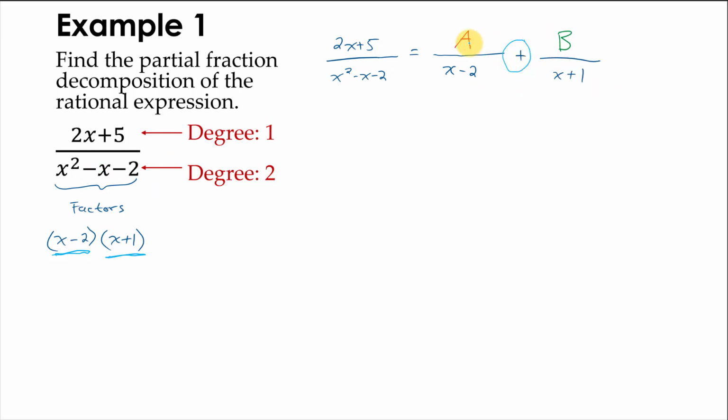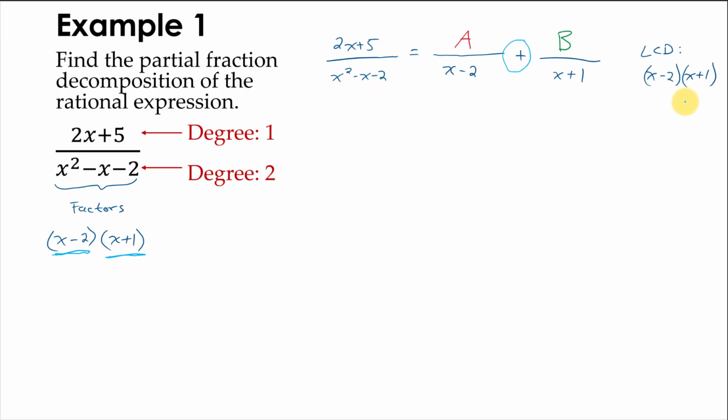And then I have some value A and some value B. Those are going to be my numerators that I need to solve for, okay? So in doing this, now I need to think, okay, what is my LCD? Well, my least common denominator is just the factored version of my original denominator, right? We got (x - 2)(x + 1).